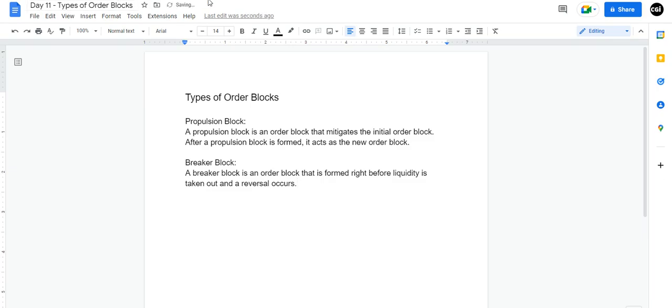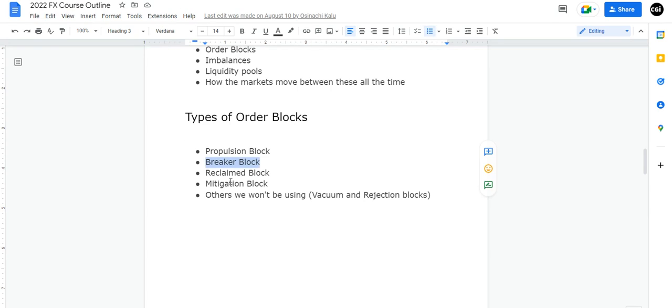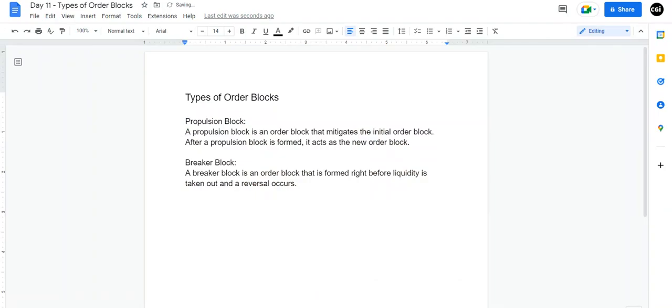We have the reclaim block. There's quite a story behind how reclaim blocks are formed. Let me try and see if I can recite the story, even though the story is not what is important.